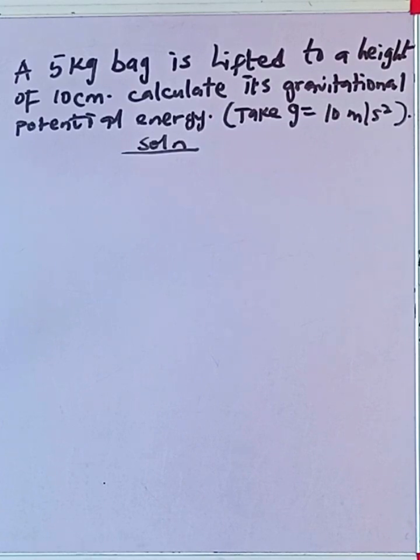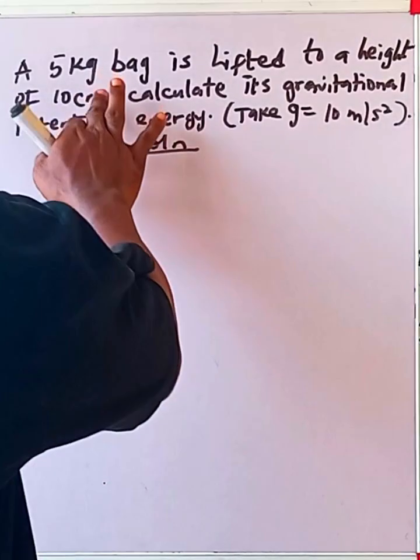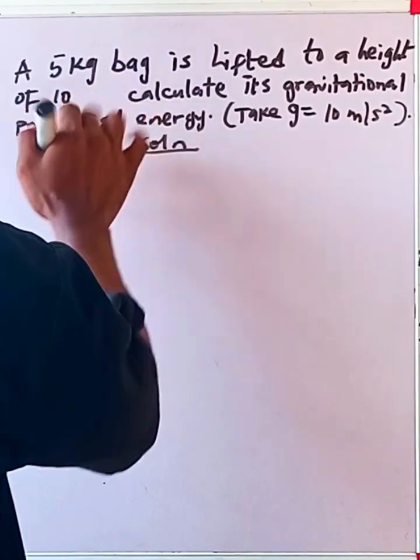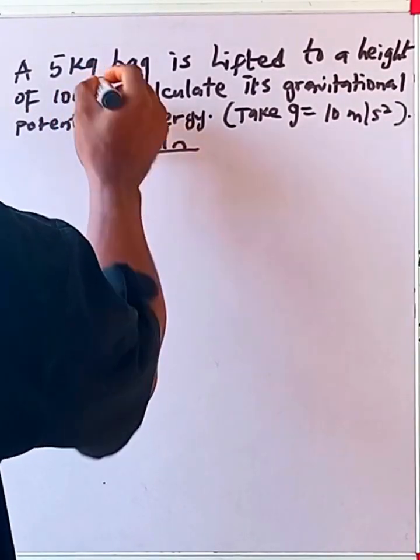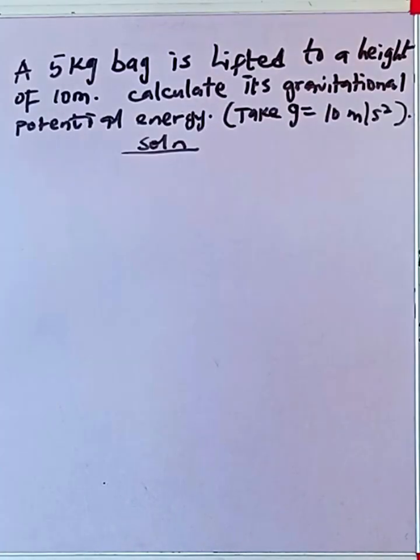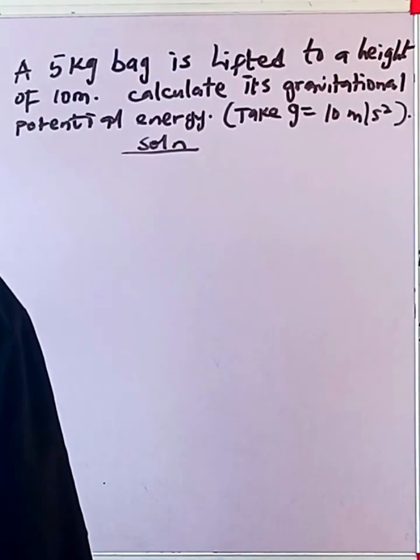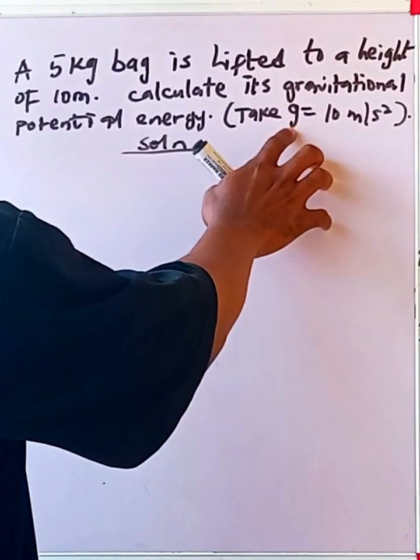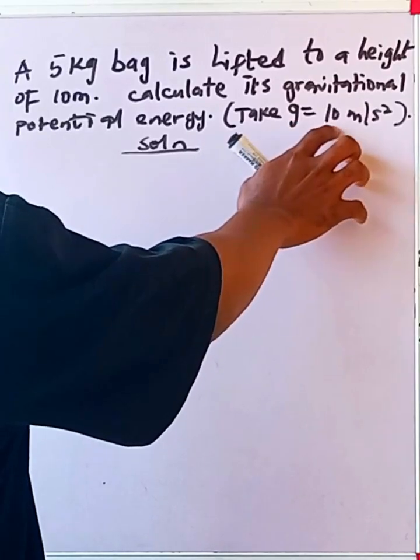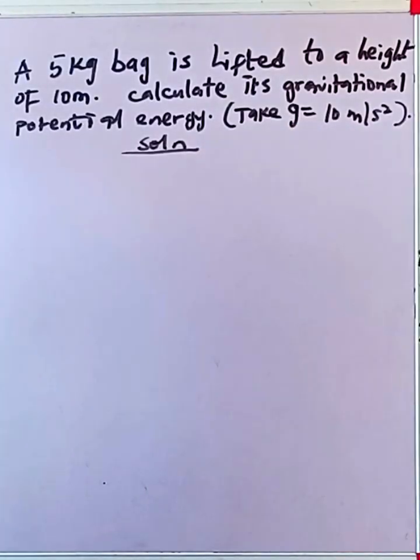So it says a 5 kg bag is lifted to a height of 10 meter. Okay, I wrote centimeter. It's supposed to be meter. Okay, let's change this place to meter. All right, it's to the height of 10 meter. It says then calculate its gravitational potential energy. They give us our gravitational G as 10 meter per second square, right?